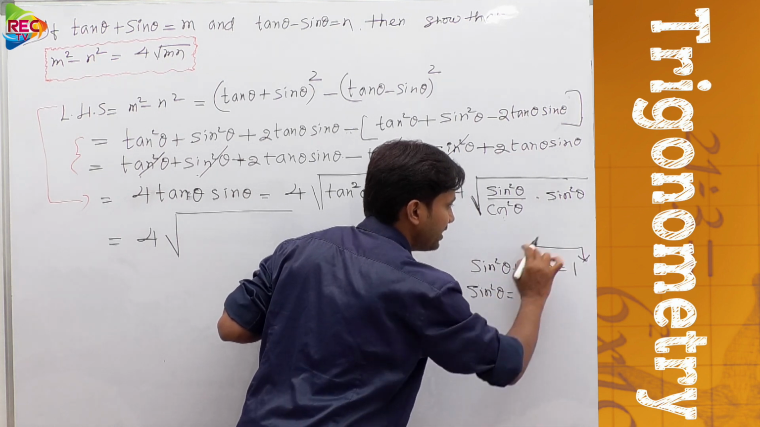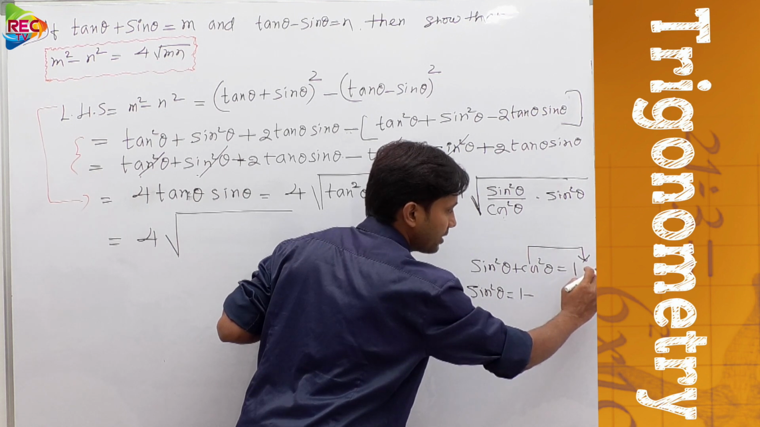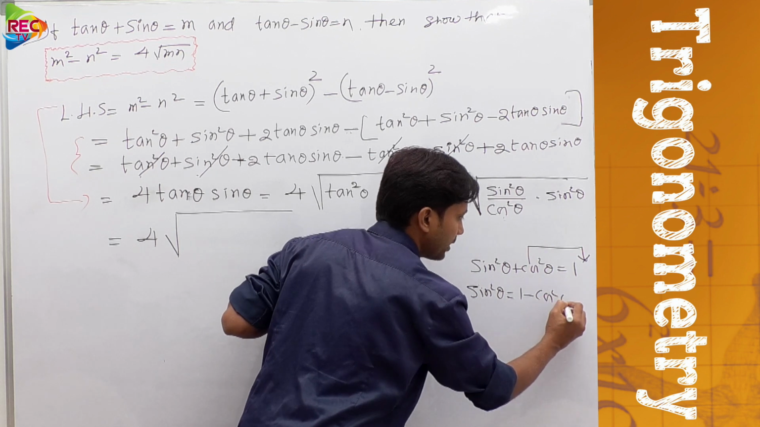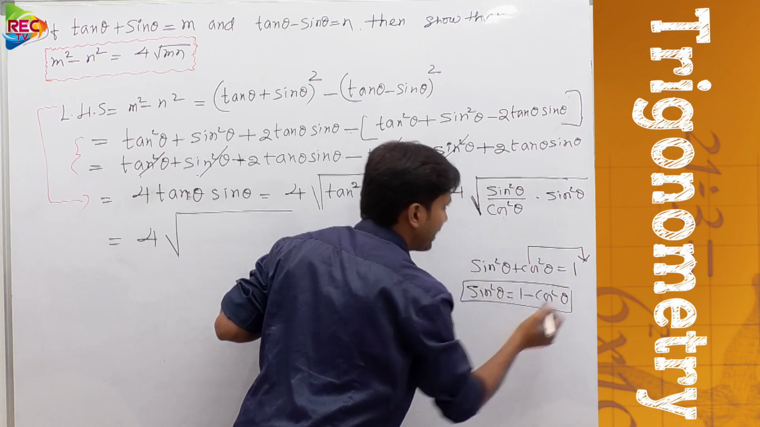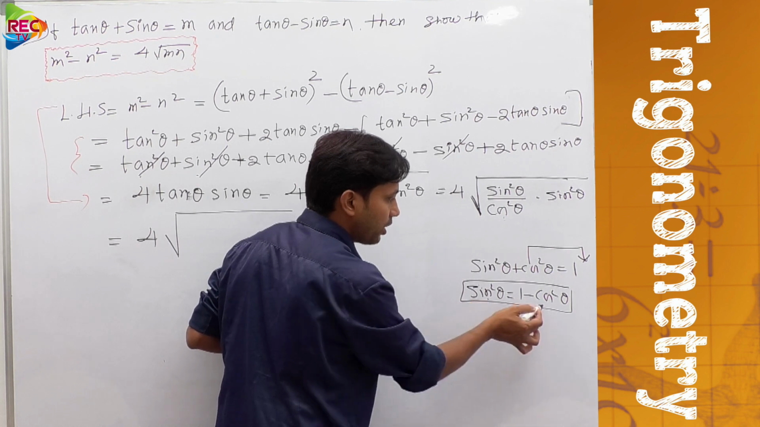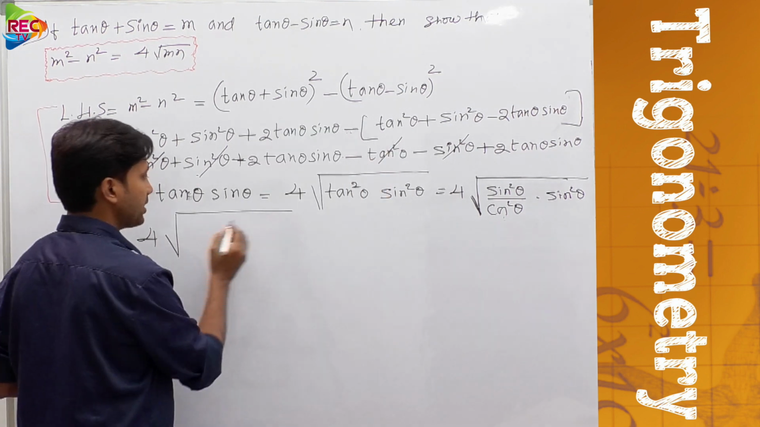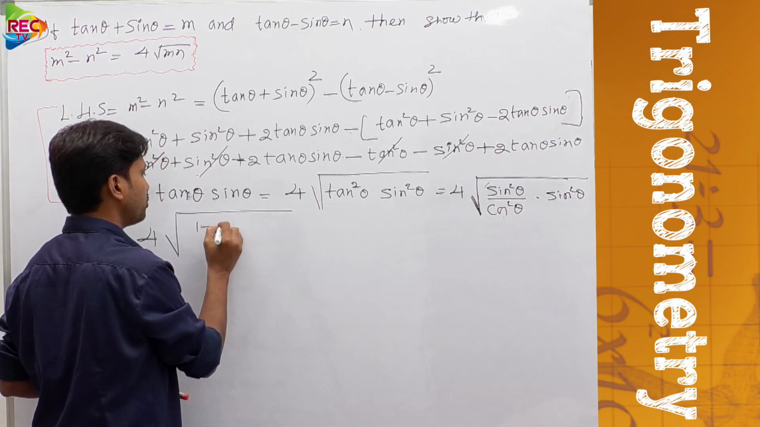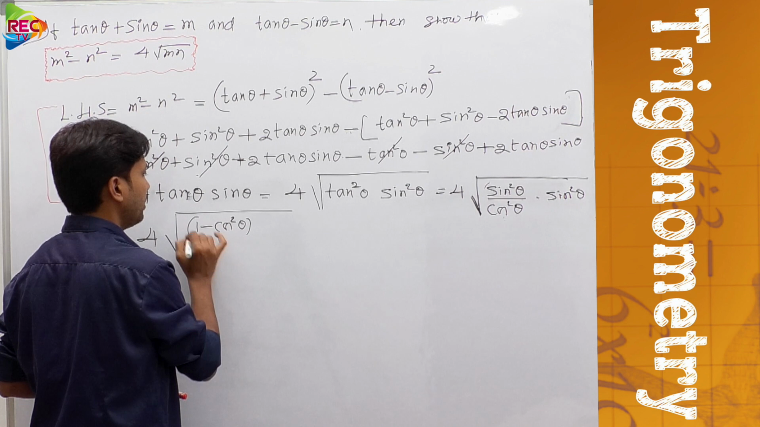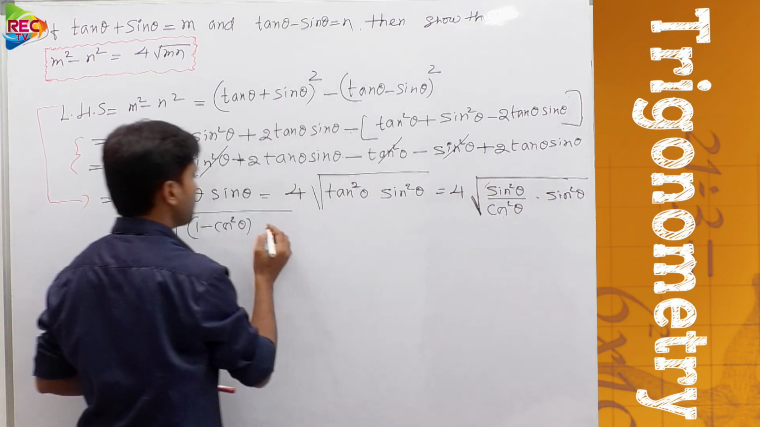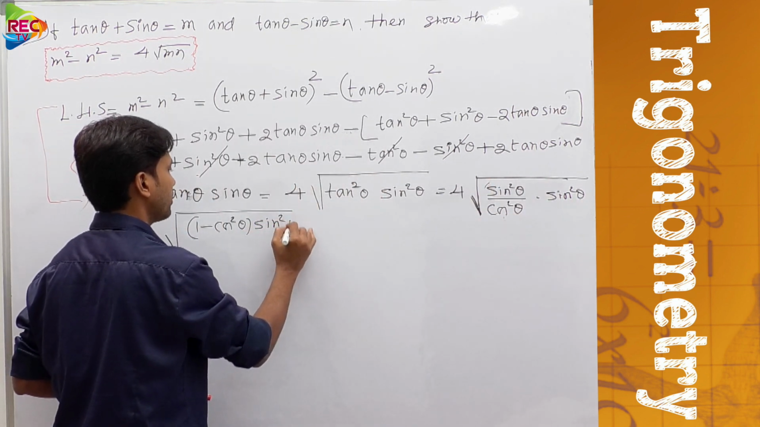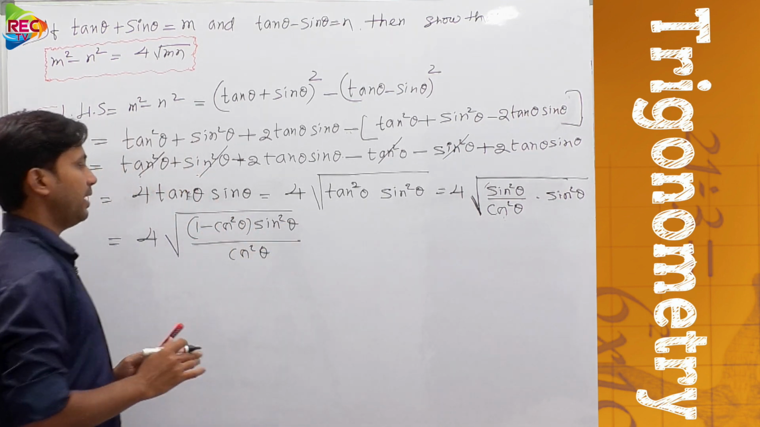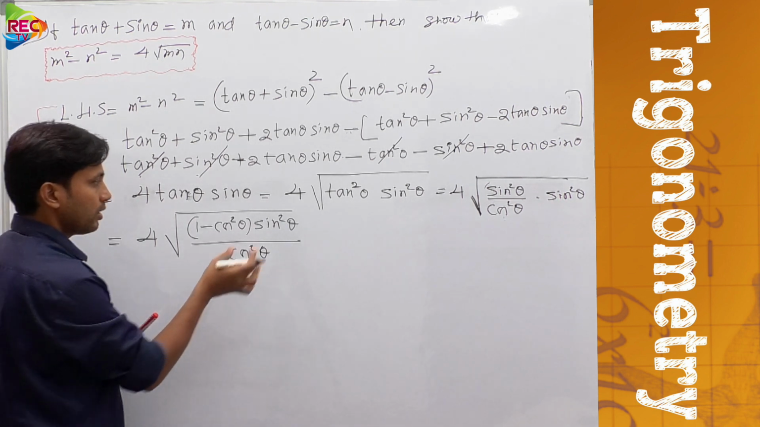Since we are taking this cos square theta to the other side, plus will convert to minus, so minus cos square theta. So can we replace sin square theta with 1 minus cos square theta or not? One of the sin square theta here will be substituted by 1 minus cos square theta, and we write the other sin square theta as it is, by cos square theta.